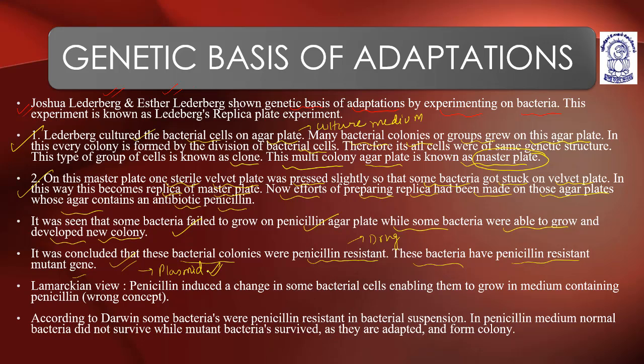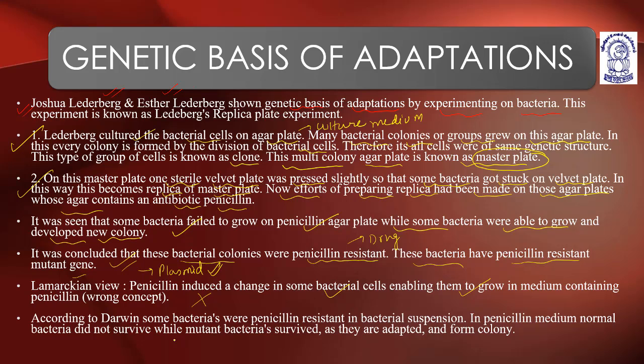Why are they penicillin resistant? Because of the presence of extrachromosomal material, the plasmid, they have the penicillin resistant gene in them. Now, what was the Lamarckian view on this? Penicillin induced a change in some bacterial cells, enabling them to grow in a medium containing penicillin. That was a wrong concept. Actually, the bacteria come up with genetic mutations, changes in their DNA, which could lead them to produce a substance which could break the structure of penicillin, or which could survive in the presence of penicillin.